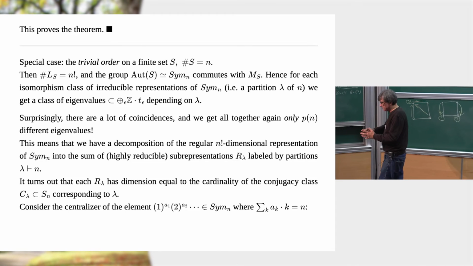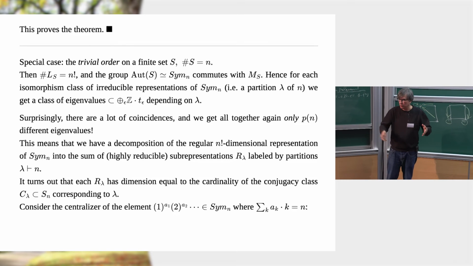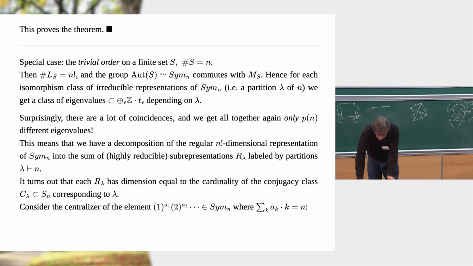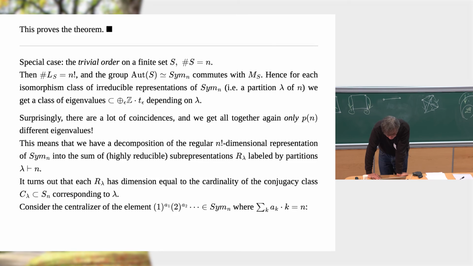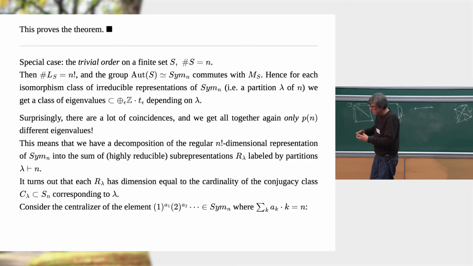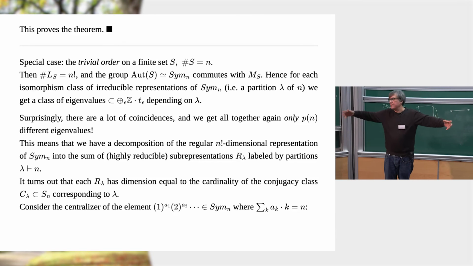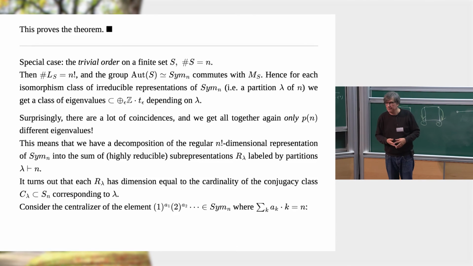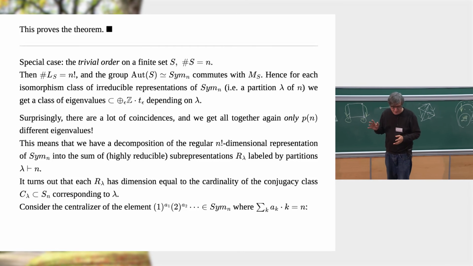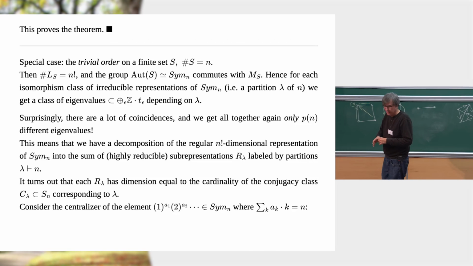isotypic classes, because the regular representation is a sum of copies of irreducible representations, and here we get some eigenvalues on each class of irreducible representation, for each partition. So a priori I expected to get some numbers for each partition, and then many linear combinations. But surprisingly, it gets very strange. There is a lot of coincidence, and the number of different eigenvalues, linear combinations, is only the partition number.